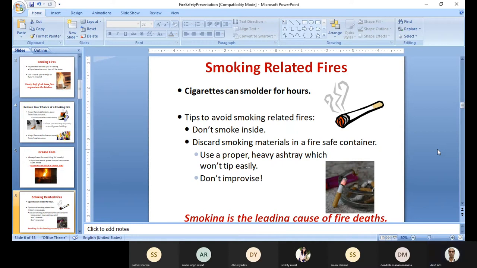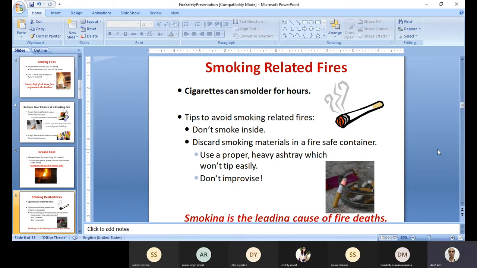So here are some tips to avoid these types of fires caused by smoking. First of all, our practice should be: don't smoke inside. Anyone who wants to smoke should go outdoors, not indoors. Then discard the smoking materials, because they smolder for hours, always in a fire safe container.